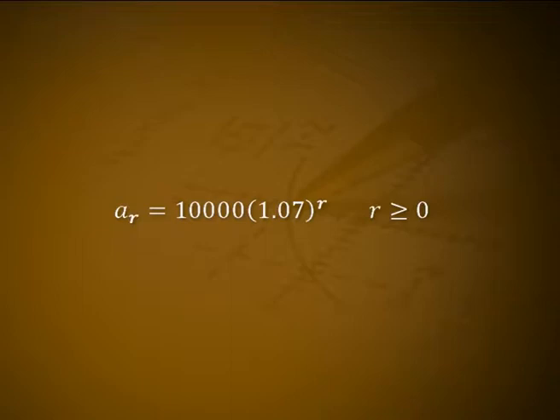Example 2. Suppose we deposit rupees 10,000 in a savings account at an interest rate of 7% per year compounded annually. The total amount in the account at the end of each year can be described by a numeric function a. ar is equal to 10,000 times 1.07 raised to r for r greater than or equal to 0.